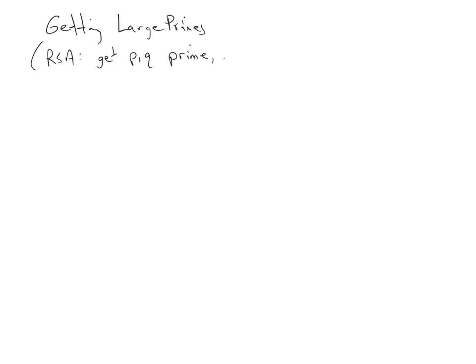Hi, so this is page 40, 43, and I just want to talk briefly about the issue of getting large primes. The recipe for RSA says, the first thing it says is get P and Q prime, and we know we want them to be really big so that it's hard to factor P times Q.